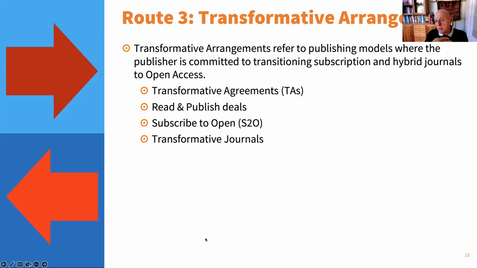I'll say something more about transformative agreements, right? Like I said, these are publishing models where the publisher has concluded a read and publish deal with the university. These transformative arrangements have various names. They are called transformative agreements, read and publish deals. Subscribe to Open is another form of this. And we at Coalition S have developed our own model for this, which is the transformative journal model.